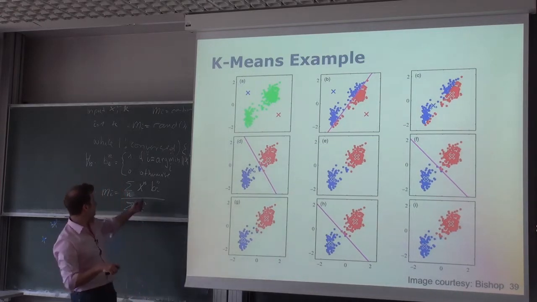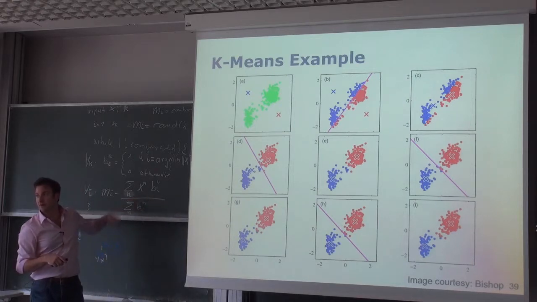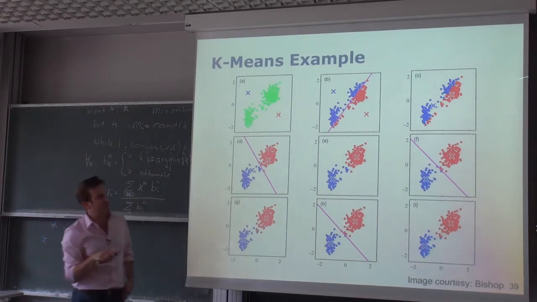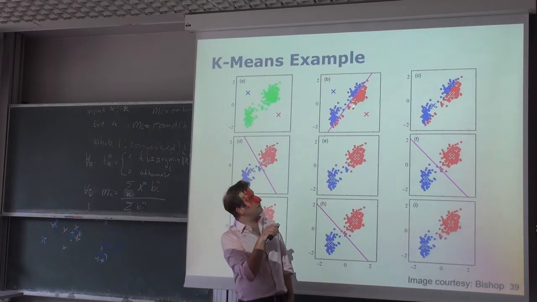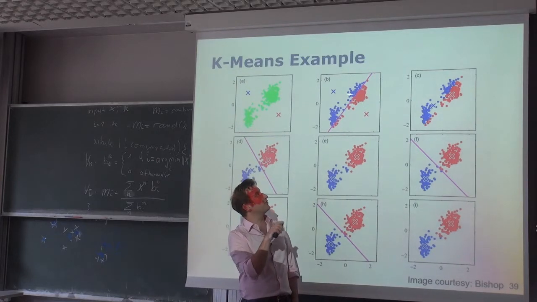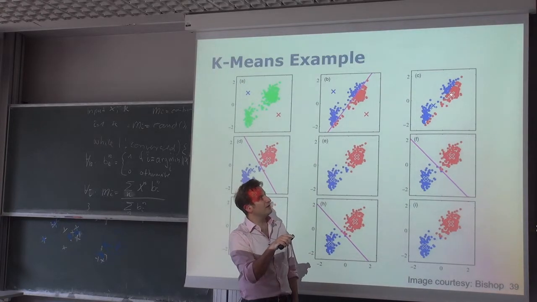And then we do the next step. We need to recompute the mean for both the red cross and the blue cross. And this is what happens here. If you compute the mean over the red points, this one moves in this direction, and the blue one moves in this direction. So this is the new location of the blue cross. This is the new location of the red cross over here.